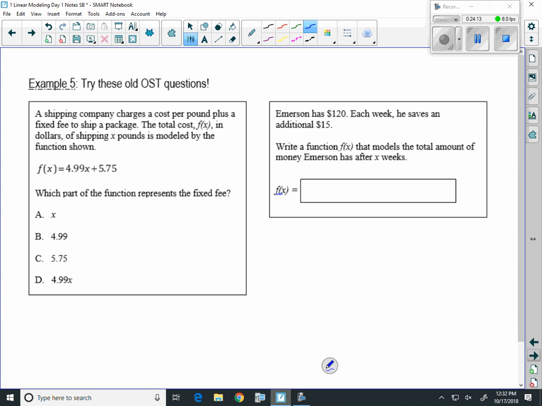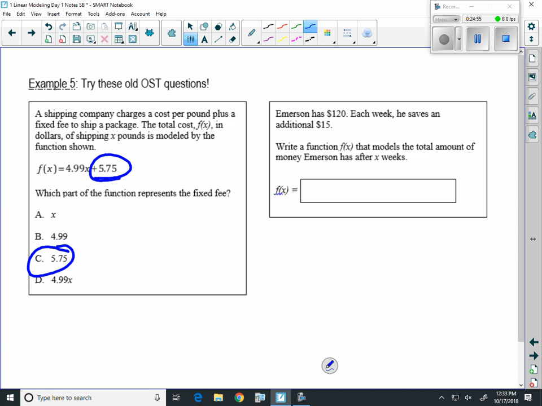Okay, these are a lot like OST questions. This is kind of like what you would be asked within this type of question. A shipping company charges a cost per pound plus a fixed fee. What is the fixed fee? We talk about fixed being one time. What happens one time? The y-intercept. So they're just seeing if you know what is constantly changing and what is fixed. That's all they're looking for right here.